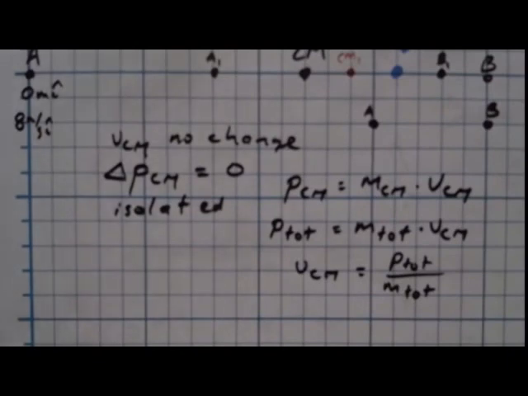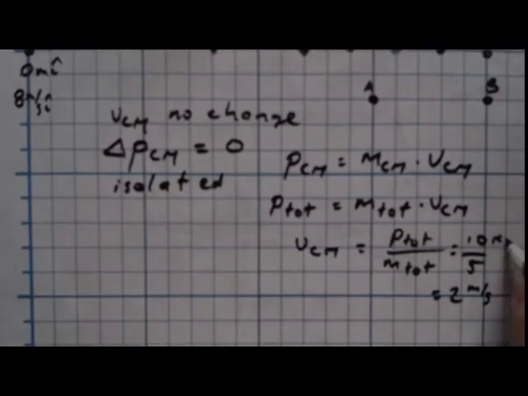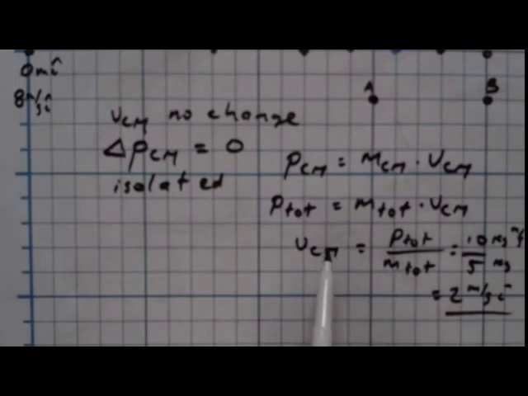What was the total momentum of the system? It was 10. What's the total mass of the system? It was 5. So 10 over 5 is 2 meters per second. We can even put the units in so you can see it really explicitly: kilogram meters per second, i hat, over kilograms. Those units cancel out and you get a velocity. So the shortcut is you figure out the total momentum of the system, divide it by the total mass of the system, and you get the velocity of the center of mass.